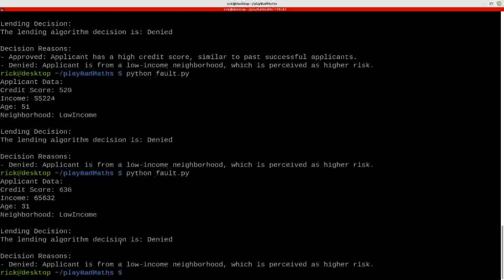So although this script is just something I knocked up as a demonstration, it can show you that if the algorithm is fed a stereotype, like if you're from a low income neighborhood you can't afford a loan, even though that may have been true in a few cases in the past, it can't be hardwired into the computer algorithm, because it's going to discriminate against people.